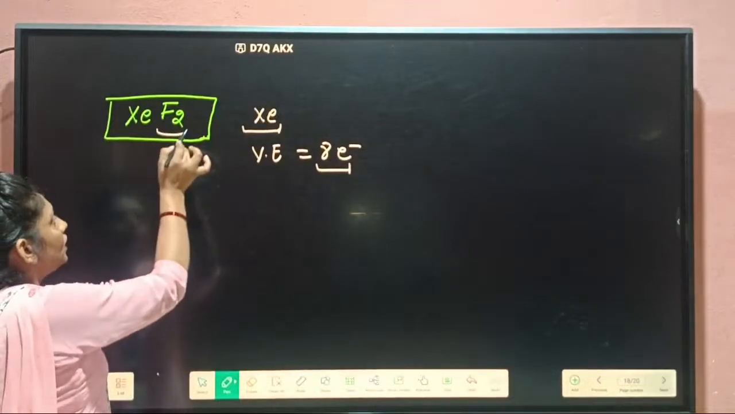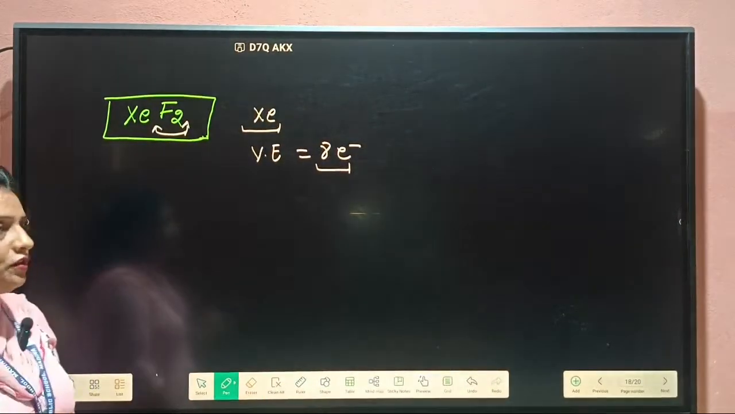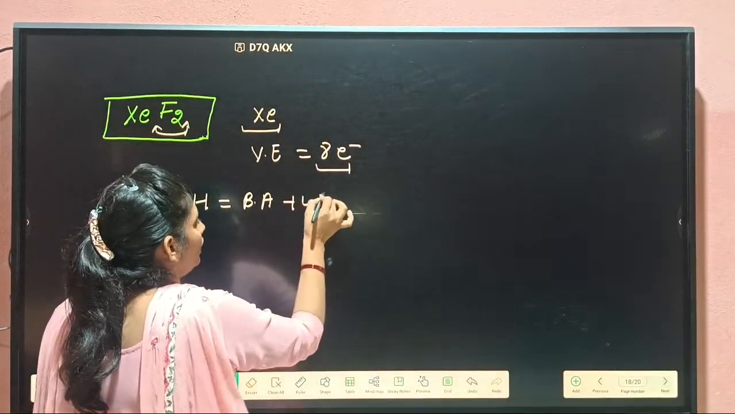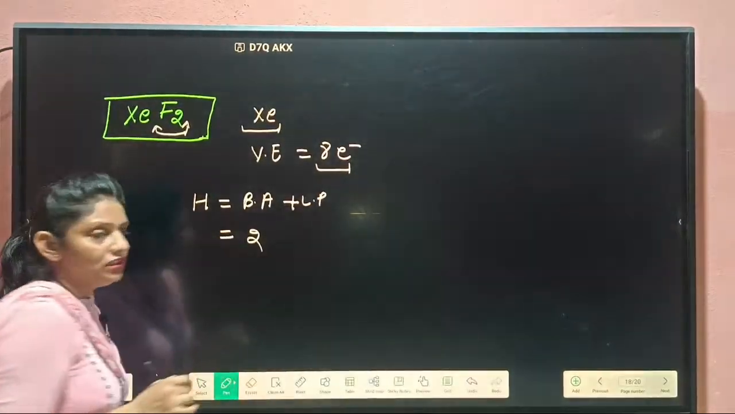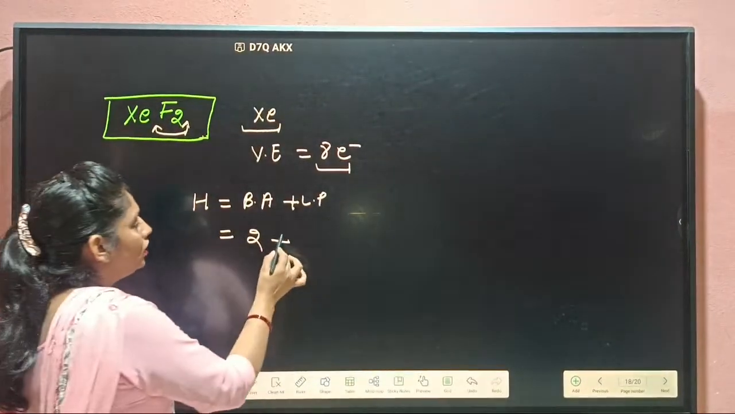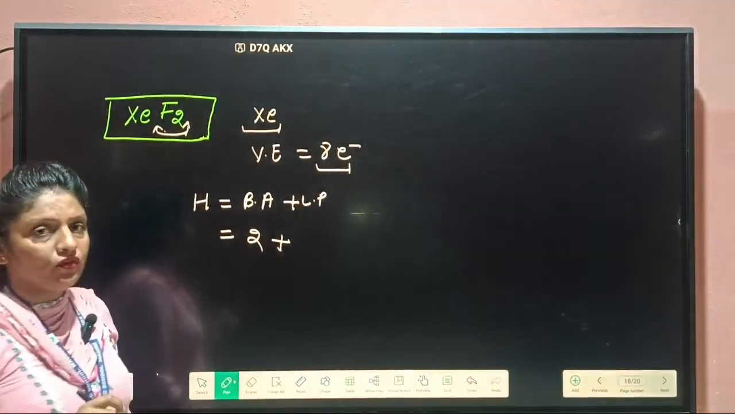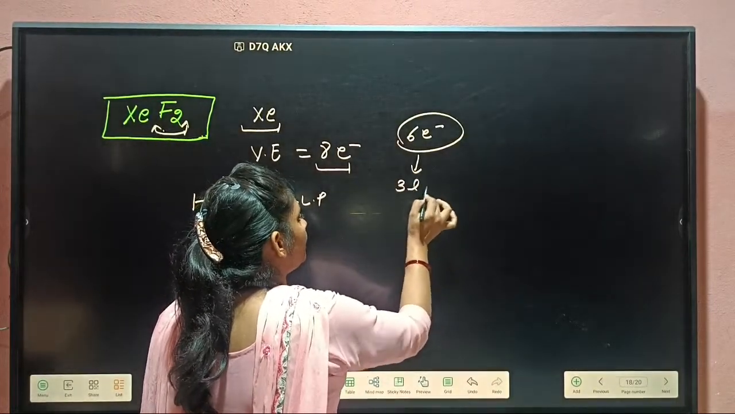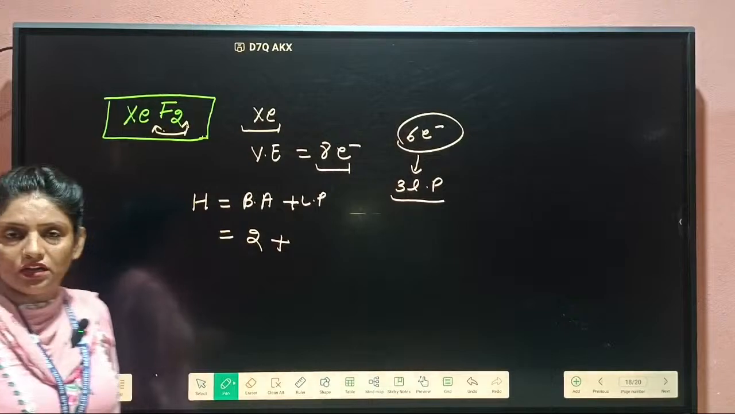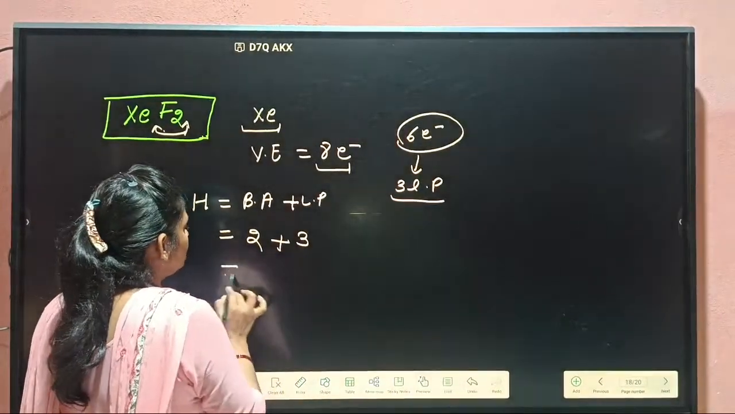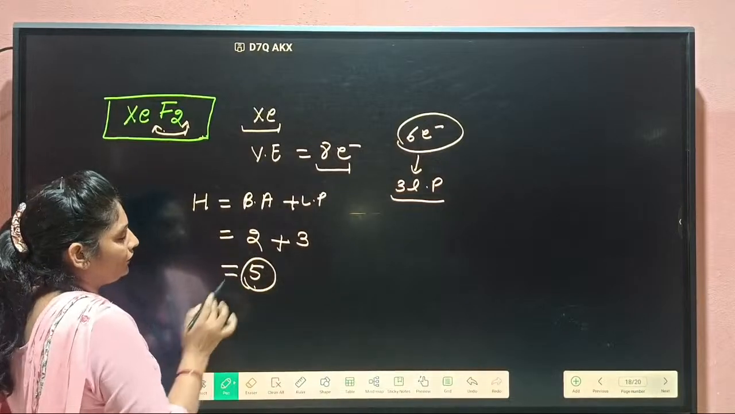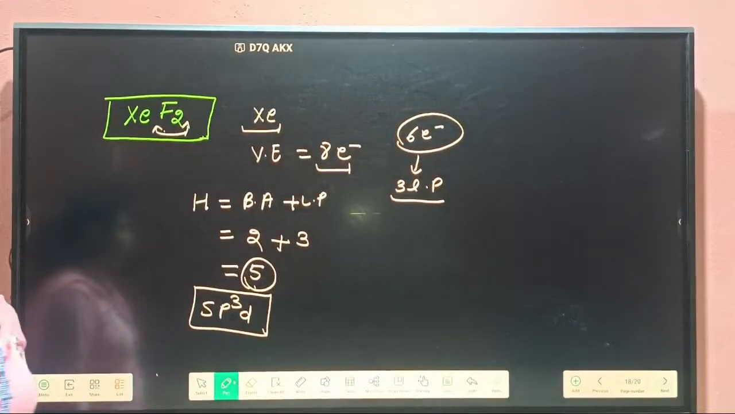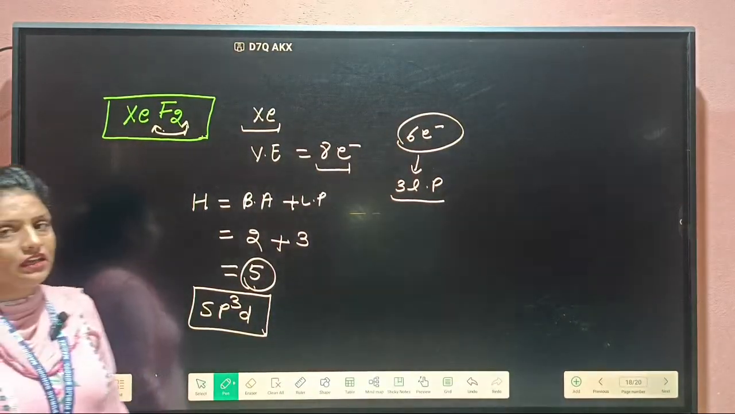But students, it is forming only 2 bonds, because here the bonded atoms are 2. So 2 electrons are consumed in bond formation, and 6 electrons are unpaired. 6 electrons mean 3 lone pairs. So 2 plus 3 is 5, and this hybridization will be sp3d. In this way you can calculate, students.